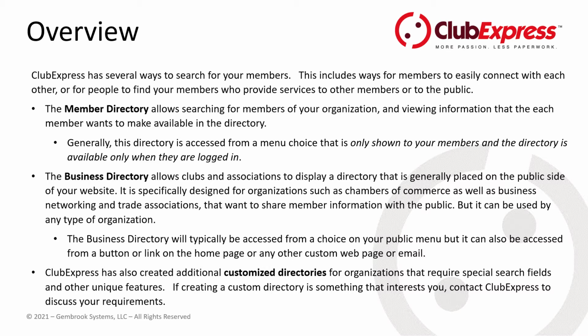The business directory, on the other hand, is a separate directory. It's a fairly new thing for us that allows your organization to display a directory that's usually put on the public side of the website. So this is really designed for things like the chambers of commerce, trade associations, and things like that, that really want to share information with the public. How can the public find your members that provide certain services? And this is typically accessed either from a menu choice on the public menu. Of course, it could also be on the member menu, but it could be a link on the home page or any place where you could place a link, like a custom page or an email.